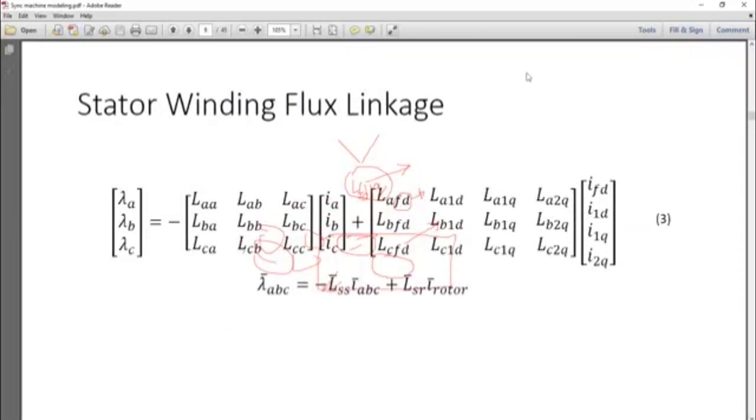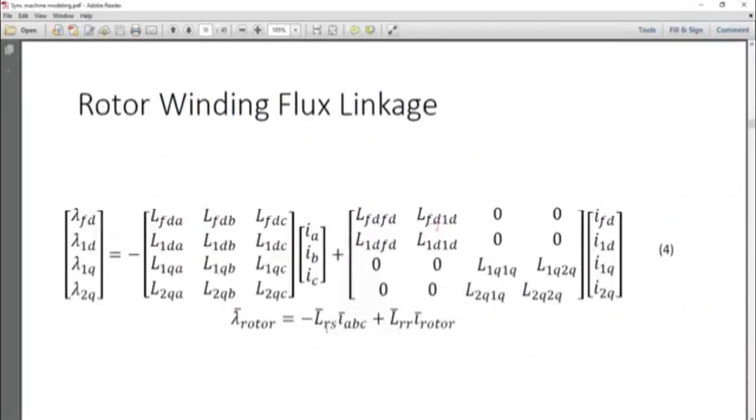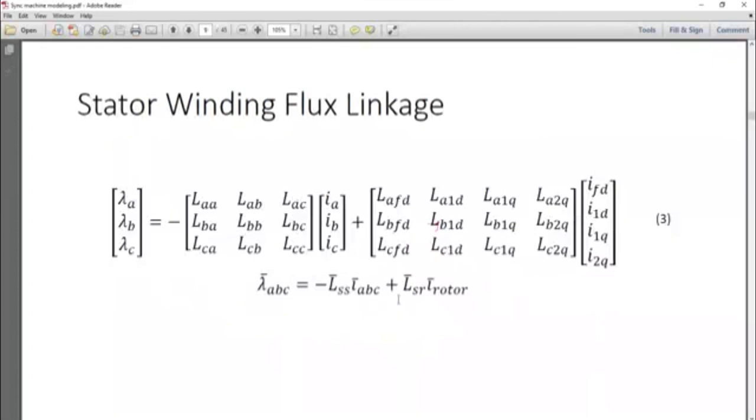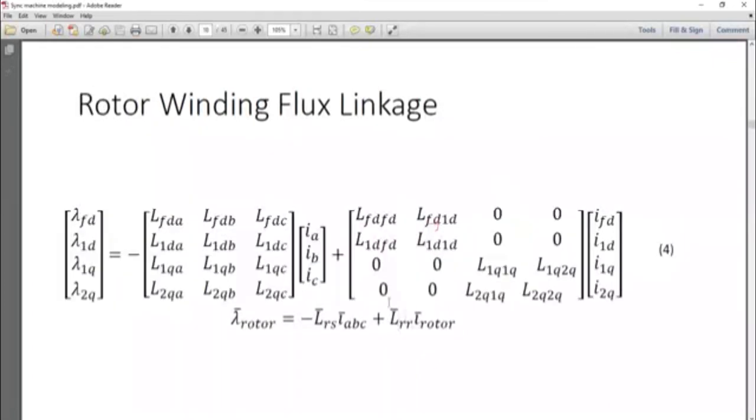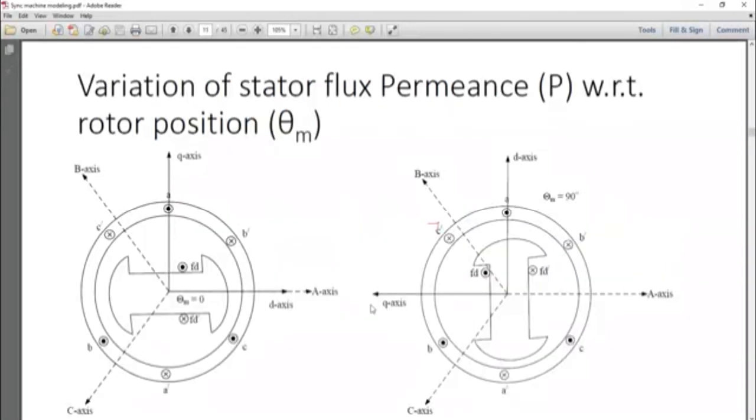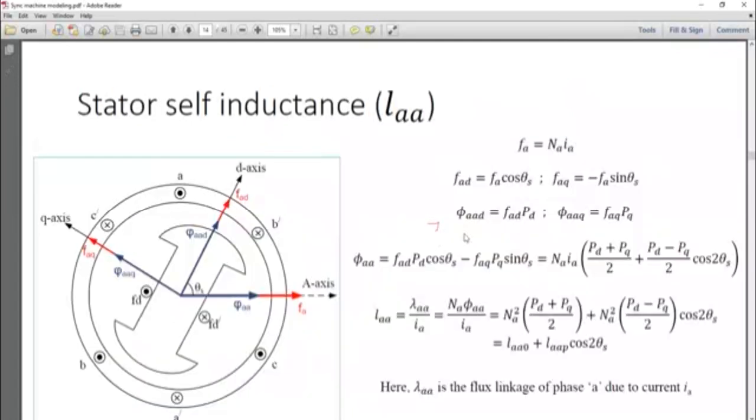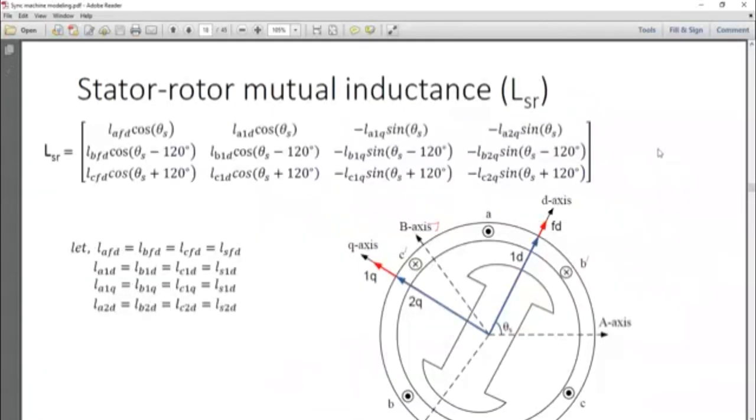So we have found the corresponding expressions for these entries in equation number 3. We are done with LSS, with LSR, and with LRS, because as I said, LRS is the same as LSR, and we are done with LRR. So now we know all the expressions. From here on, we will move forward in the next class and see where we go.